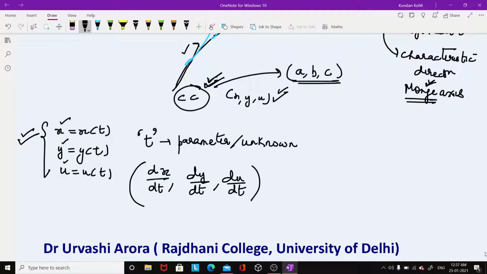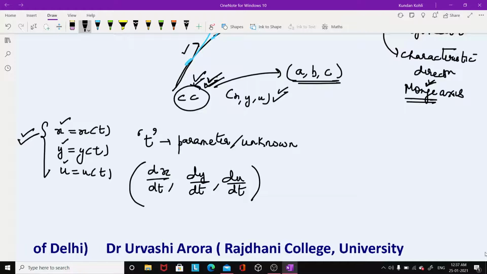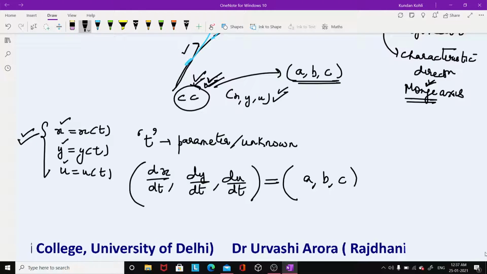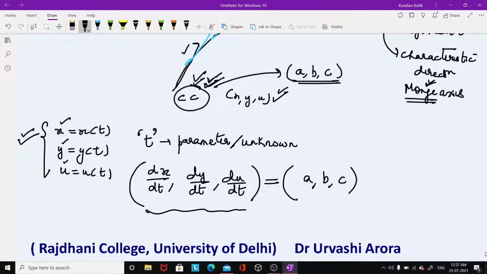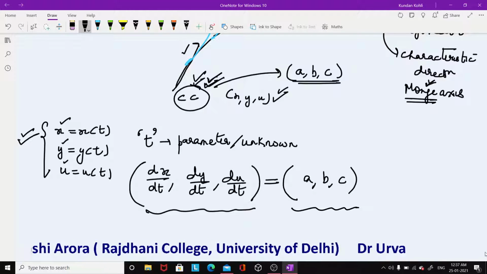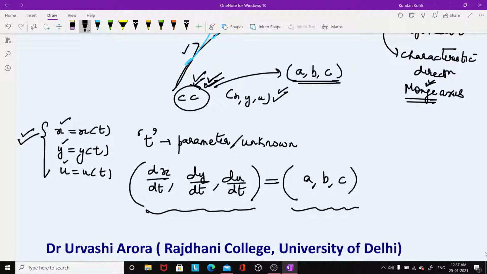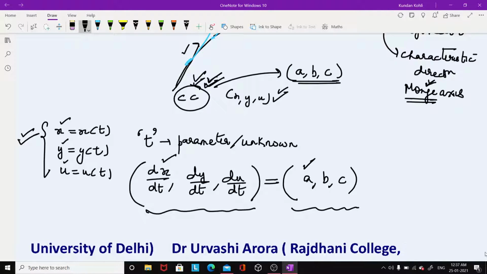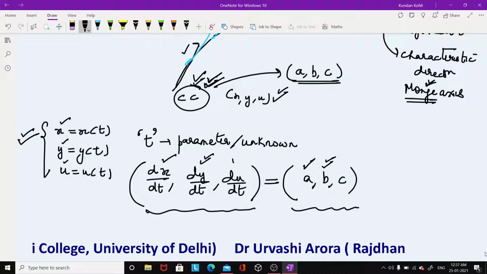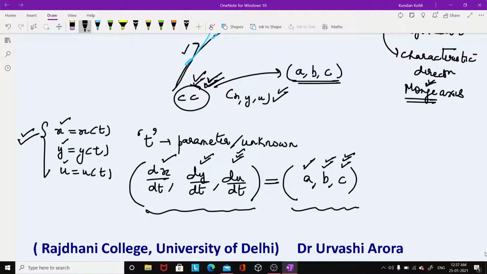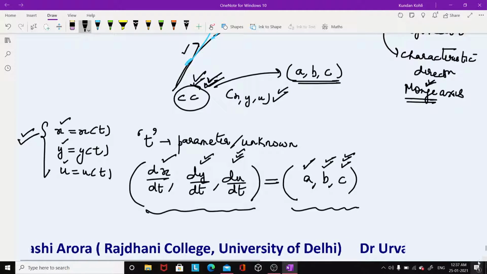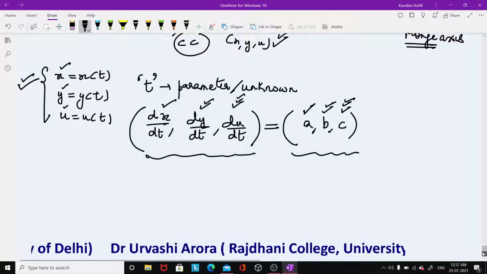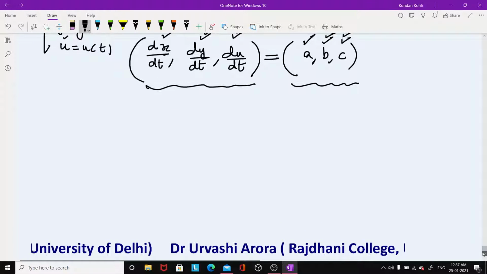Now, for this to be a characteristic curve, this tangent vector must coincide with the characteristic direction, which means that the components of the direction vector must be the same as the components of the tangent vector. So comparing component by component, if you equate the first component with the first component, the second with the second, and the third with the third, you get three ordinary differential equations of first order. These are the equations which you obtain.